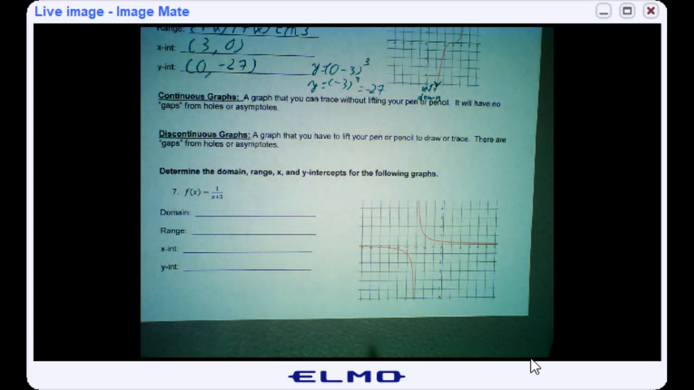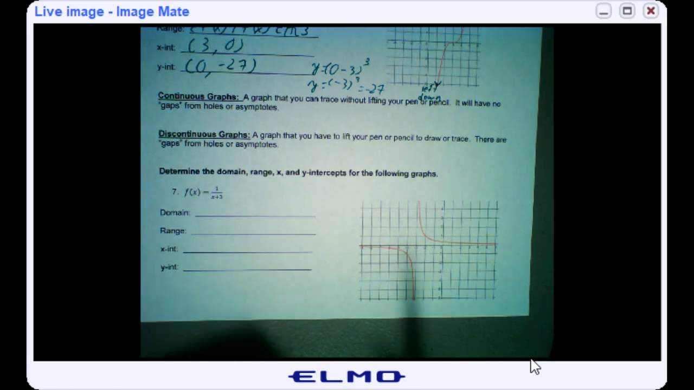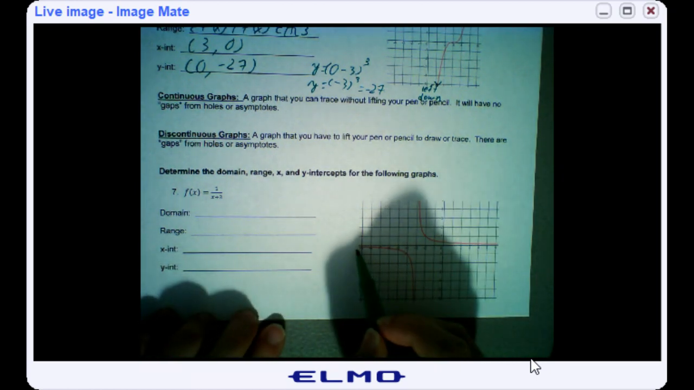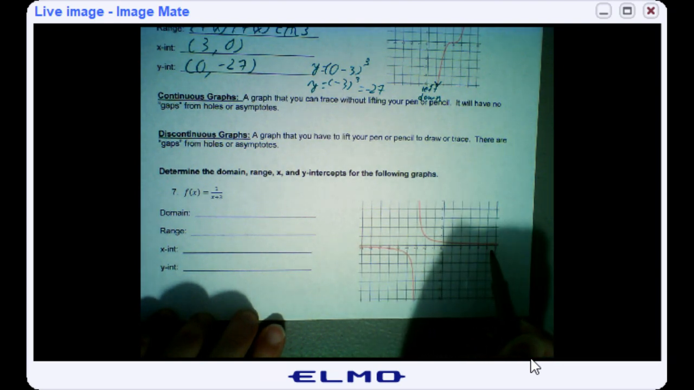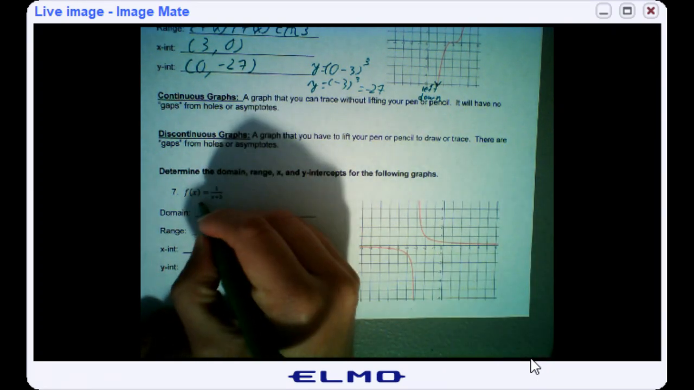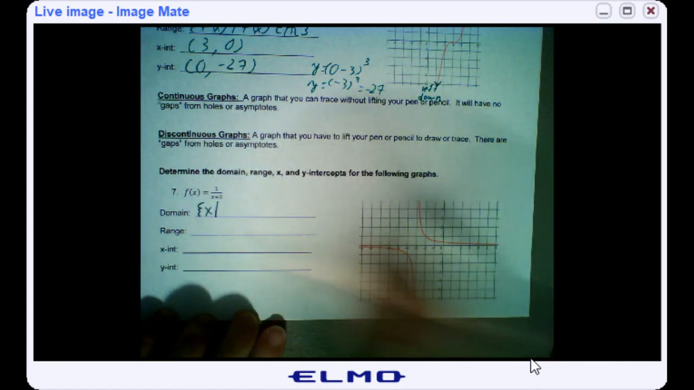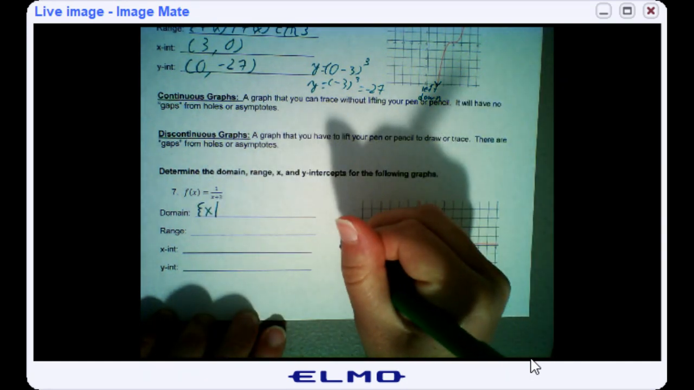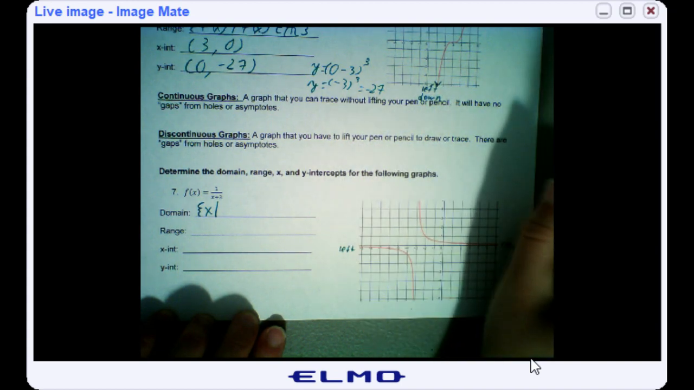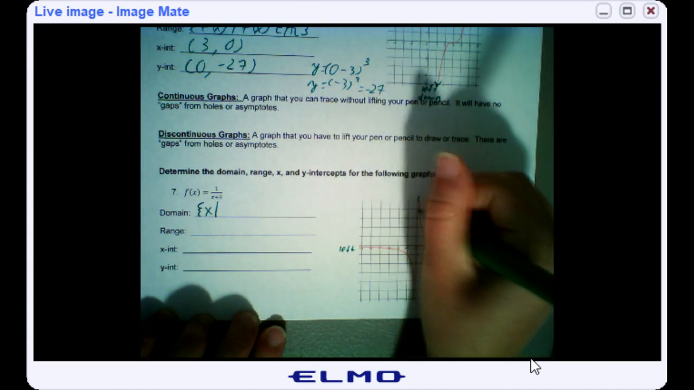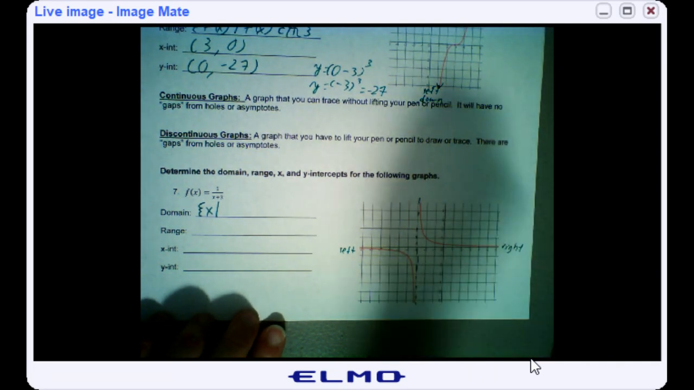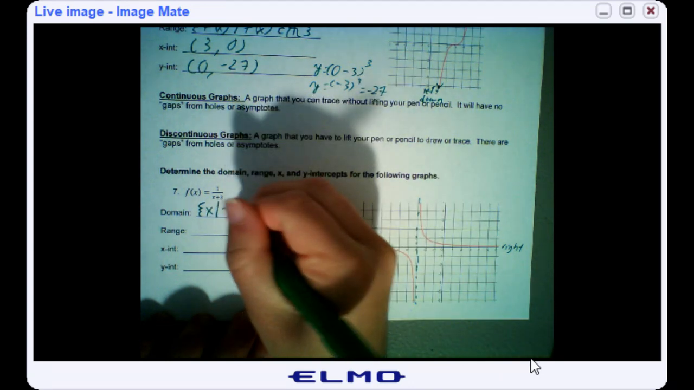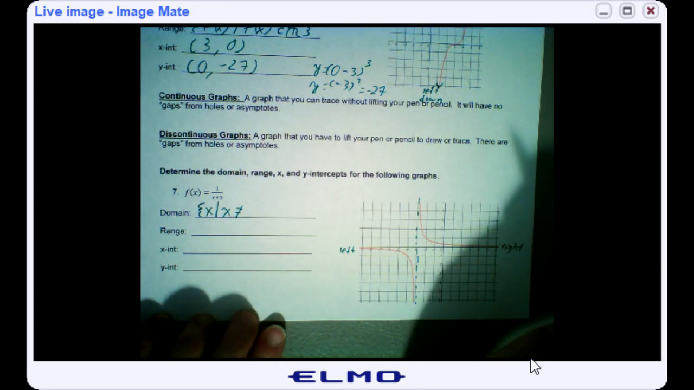We know for our rationals that we have asymptotes. So if I were to trace this, I would have to pick up my pen or pencil to go from the left side to the right side. That makes this graph discontinuous. So for our domain, I can go left forever, I can go right forever, but this part right in between those, I can't cross our asymptote. That's where I pick it up. So x can be anything except for x does not equal -3.